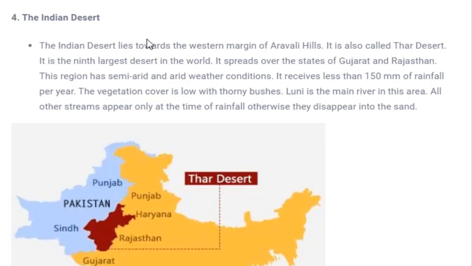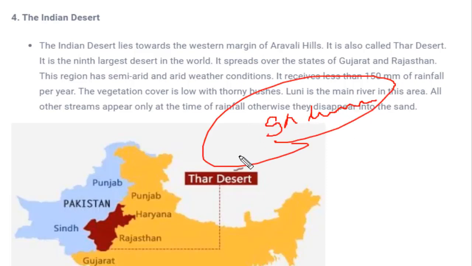What else do we have to cover? And yes, one more significant point that you need to know over here is a factual point, that the Thar desert or Indian desert is the 9th largest desert of the world. This is the 9th largest desert of the world, which is present in Rajasthan. Okay, so this is the desert.